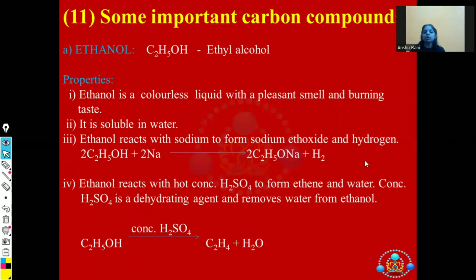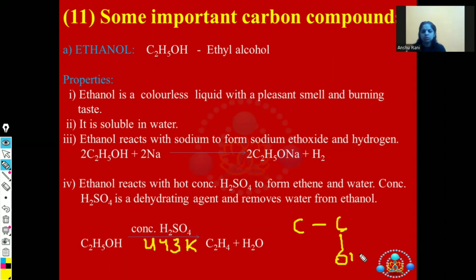Ethanol reacts with sodium to form C2H5ONa plus hydrogen gas. This is a reaction where sodium, being more reactive, displaces hydrogen, and it is forming sodium ethoxide plus hydrogen gas. Ethanol, when it reacts with concentrated sulfuric acid at 443 Kelvin temperature, temperature is a must thing you have to write here, 443 Kelvin, it will give you ethene. How to do this reaction? You are having ethanol.